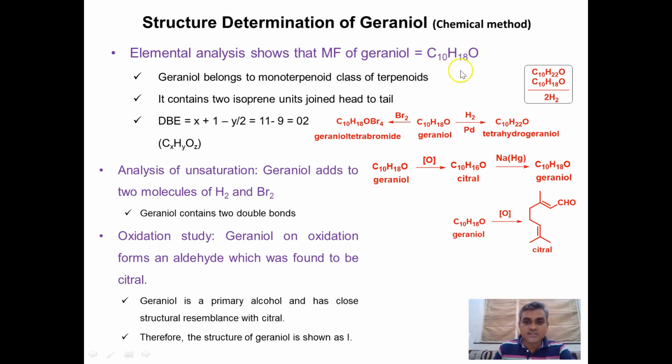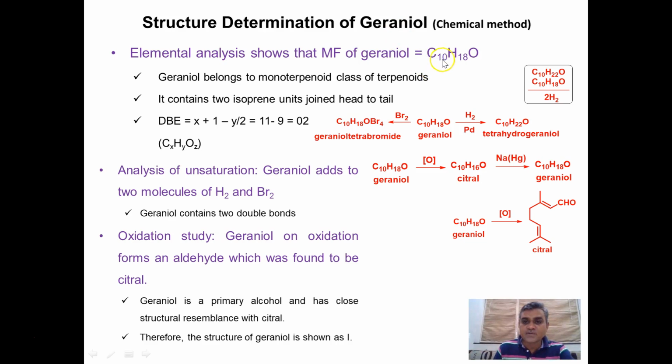In this investigation, the first step is the estimation of carbon and hydrogen. From the estimation of carbon and hydrogen, chemists reached the empirical formula of geraniol, and from the empirical formula they obtained the molecular formula of geraniol, which was found to be C10H18O. The molecular formula of geraniol is very useful information for the structure of the geraniol molecule.